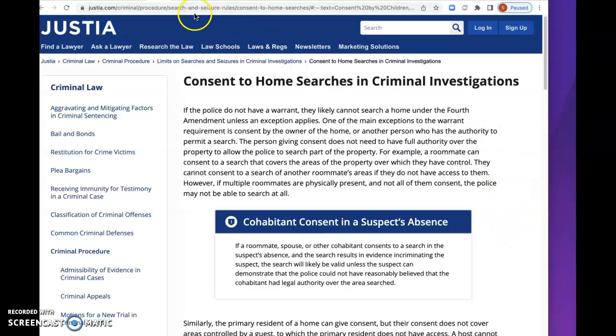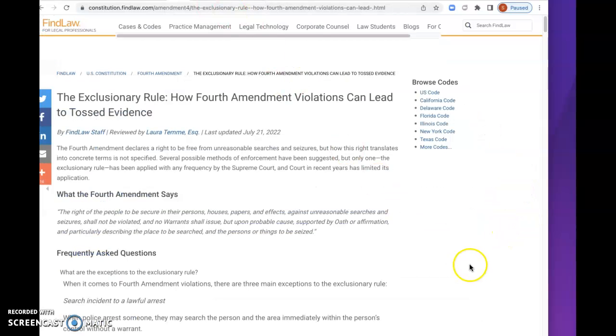I will give you this page as well: the exclusionary rule, and how it can lead to tossed evidence. I thought this was a really interesting read. Remember, a search incident to a lawful arrest. If I arrest you for some drug activity, can I do a strip search? Massachusetts has answered that very clearly on strip searches, so we're going to talk a little bit about that. You have to have exigent reason why you will do a strip search.